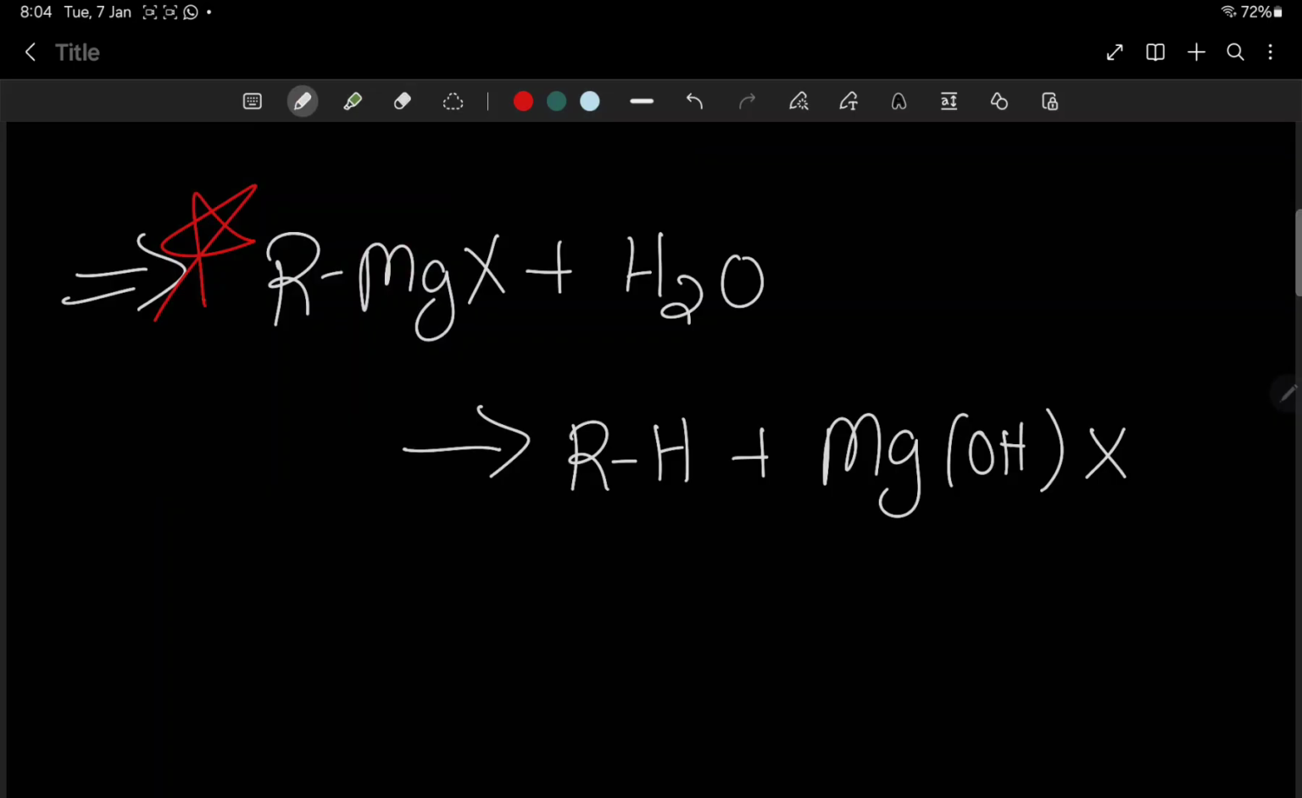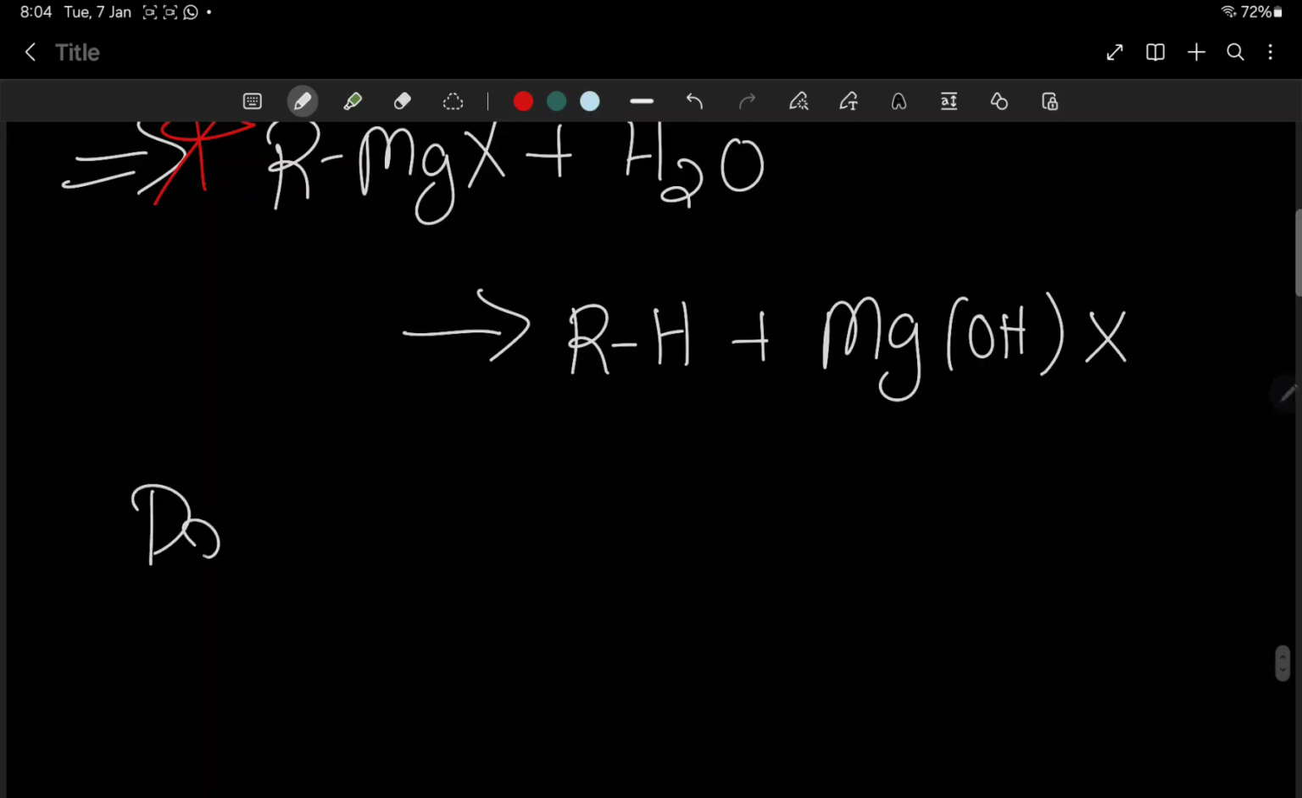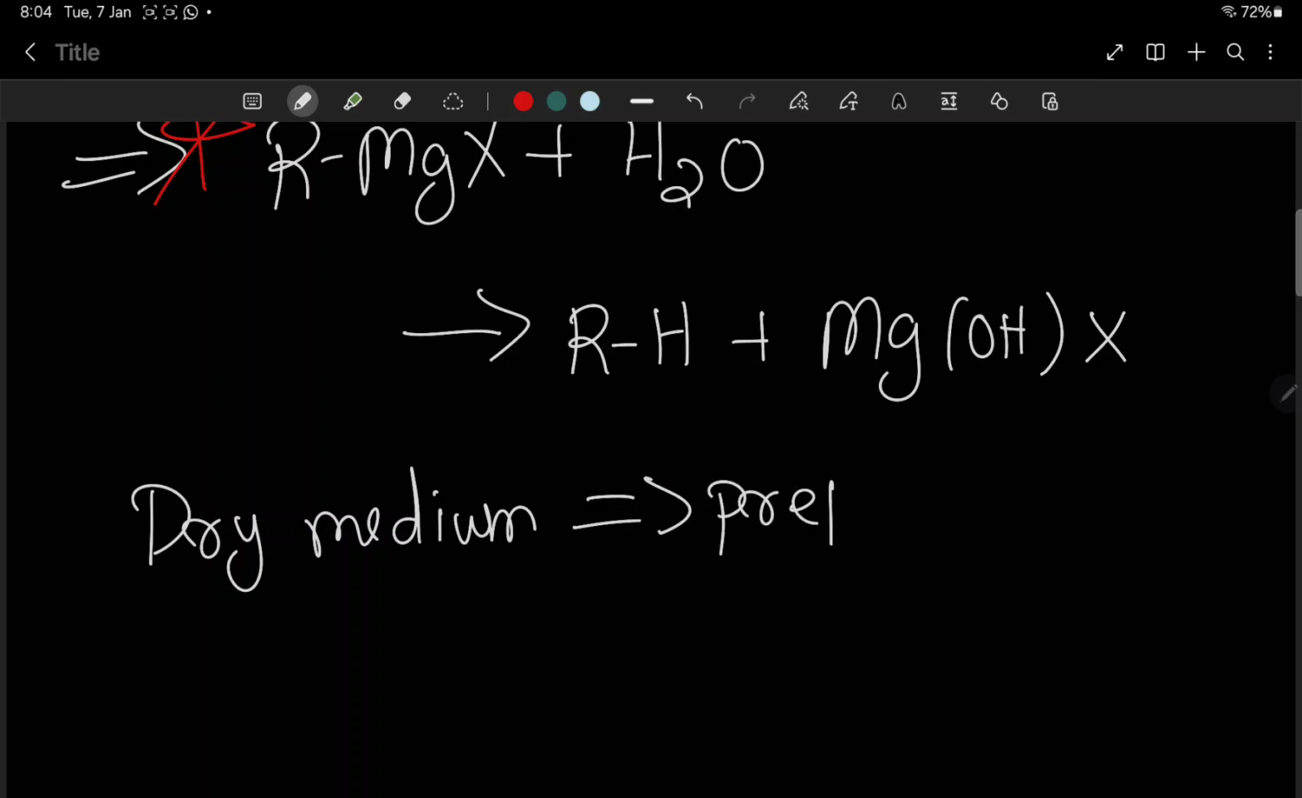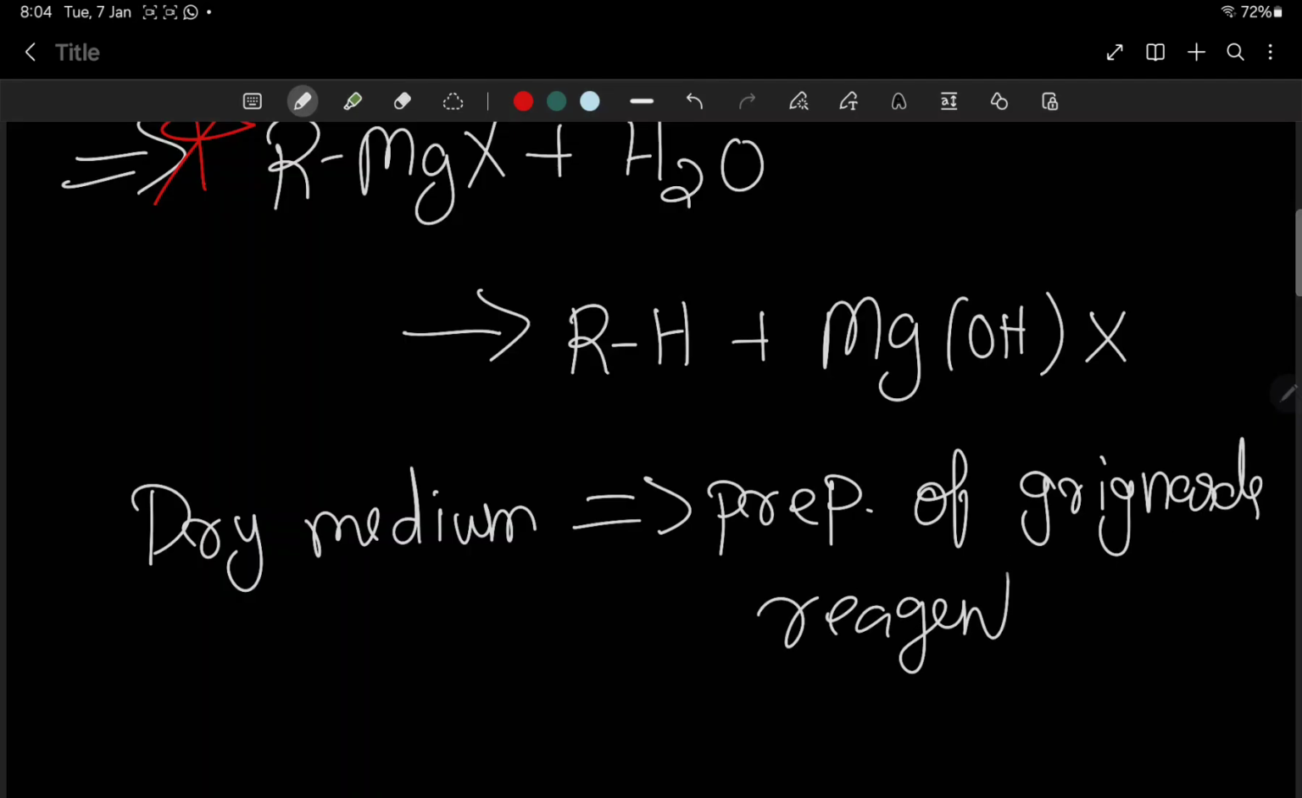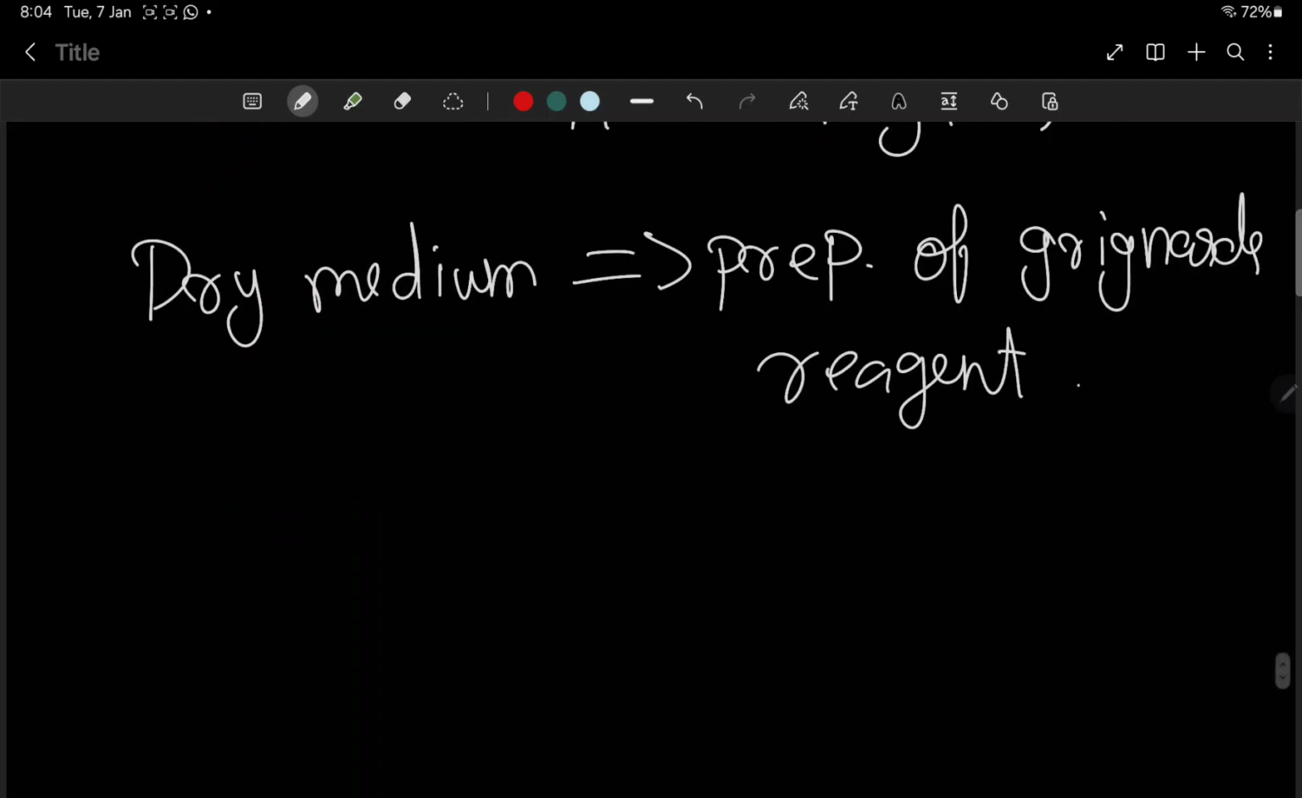Learn it, understand it, not by heart. RMgX plus H2O gives RH plus Mg(OH)X. This is the reason why dry medium is preferred for preparation of Grignard reagent. Dry medium. Okay. By this it is coming to an end.